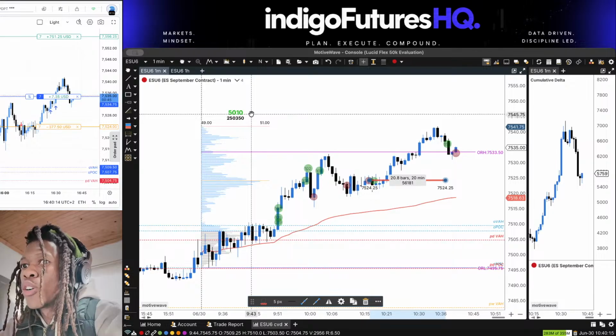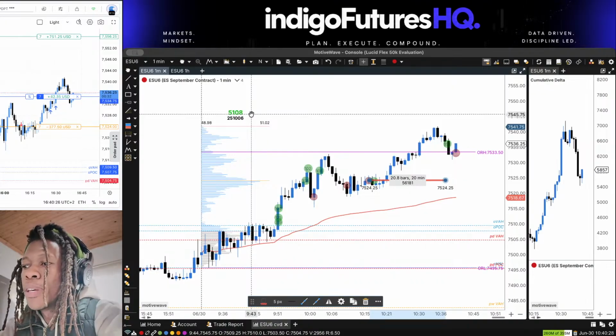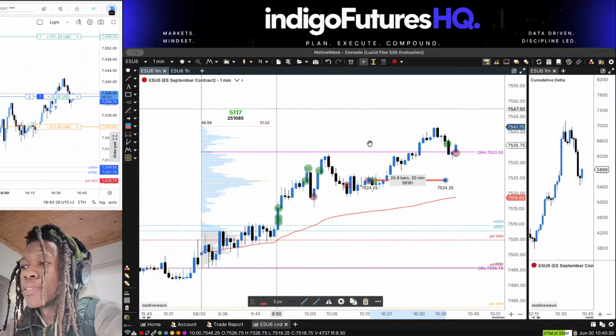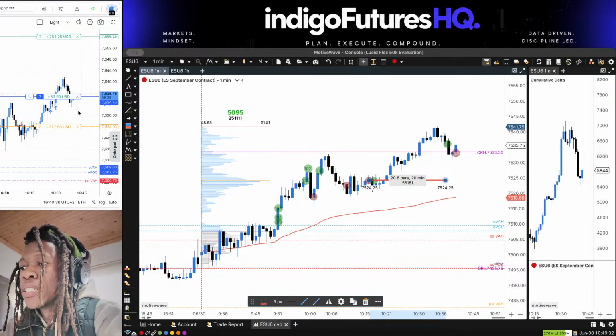Need a strong presence of buyers. Okay, we go 5,000. We need them to step in pretty aggressively and get this delta back up to the 6,000s, and then maybe we have a pretty good chance. You know what I mean? Honestly, a break of this low of 531 would be an invalidation. So let's just watch that.